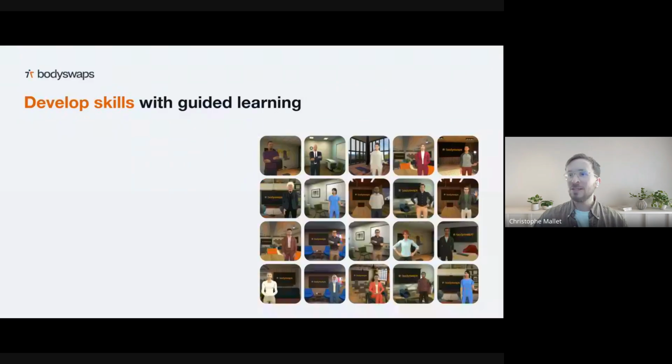Okay, that was short. Now let's dig a little bit deeper. So there are three main elements to the pathways: guided learning, practice, and assessment.